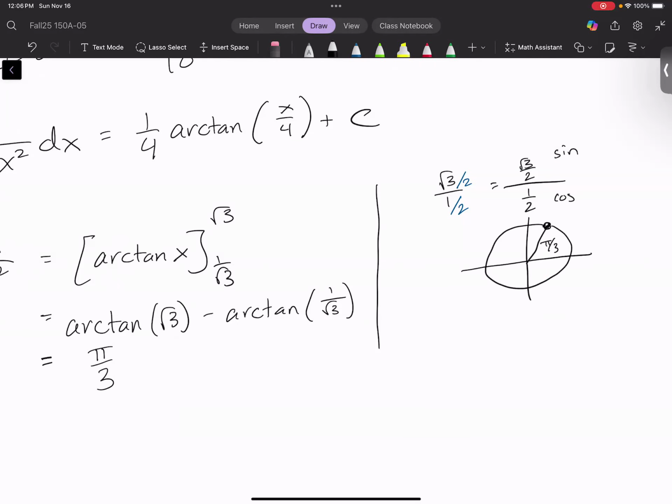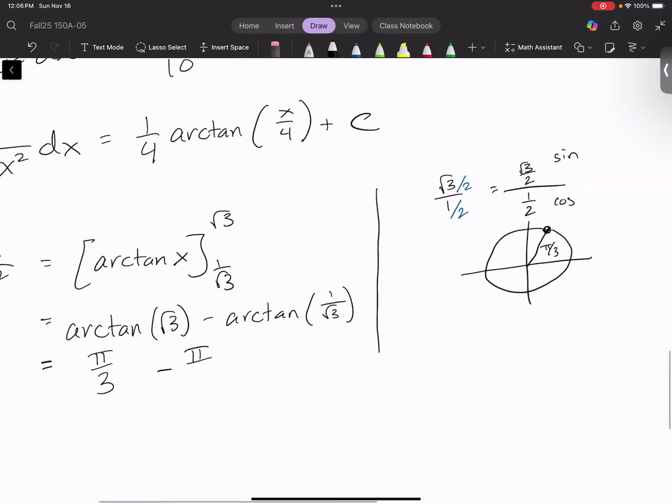You can do a very similar procedure here, and you'll get pi over 6. So minus pi over 6. Pi over 3 minus pi over 6. Pi over 6.